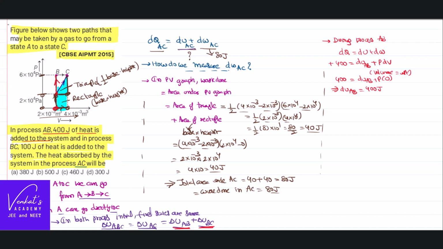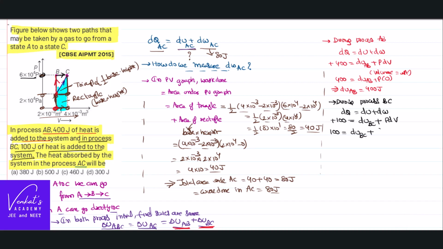I need the BC part. Let's talk about that. During the process BC, again I will use the same first law of thermodynamics, dQ equals dU plus dW. It is given that during the process BC, 100 joules of heat is again given to the system, so that is plus 100. And dU of BC, I don't know, plus dW. During the process BC, as the pressure is constant, dW can be written as PdV. Let's write that: 100 equals the change in internal energy during BC plus PdV.